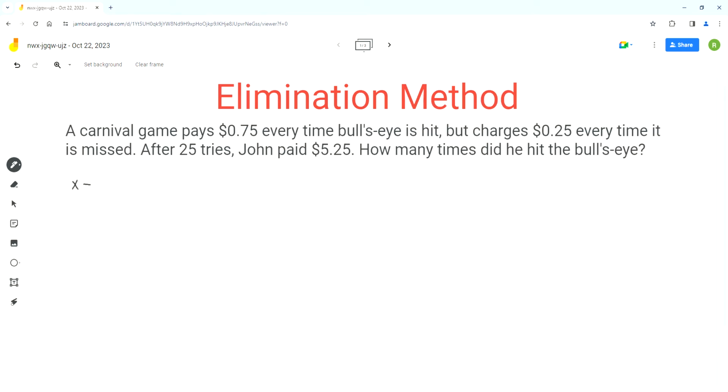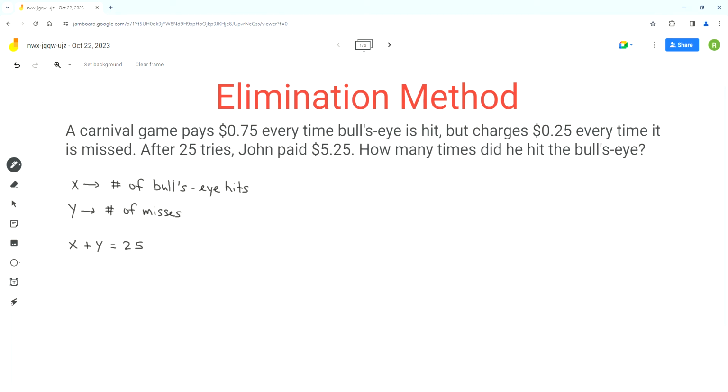Let x represent the number of bullseye hits, and let y represent the number of misses. Now as per the problem, John tried this game 25 times. So that means the total number of misses and hits should be equal to 25. So our first equation should be x plus y equals 25.